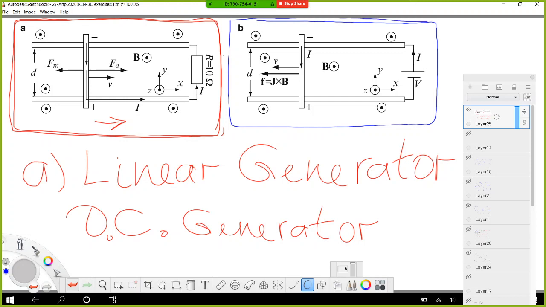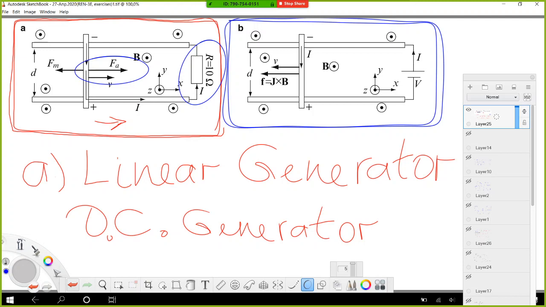And if we look at the second configuration, configuration B, the main difference between these two configurations is that in the first we have some load which is connected to our circuit, and we are putting some force and moving our bar. It means we are generating some current.